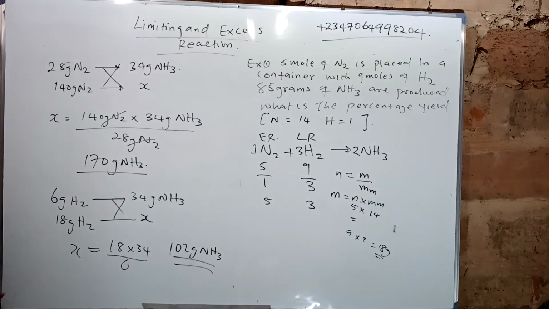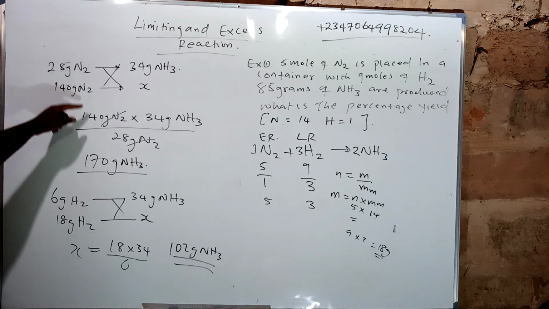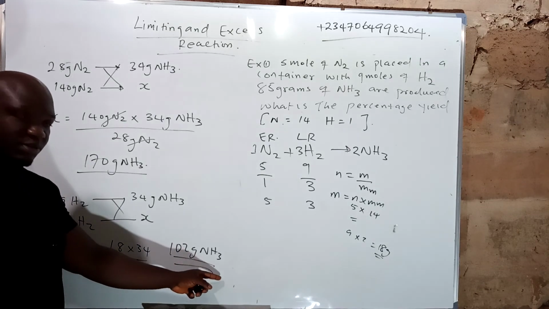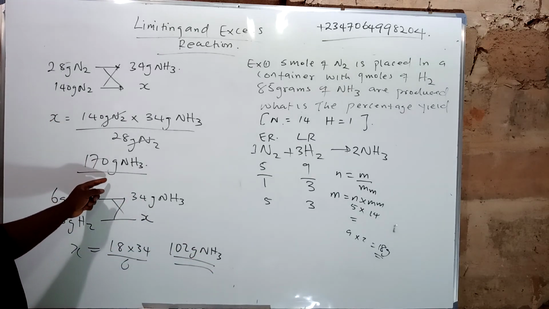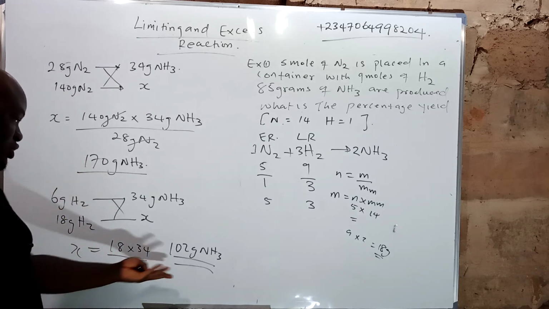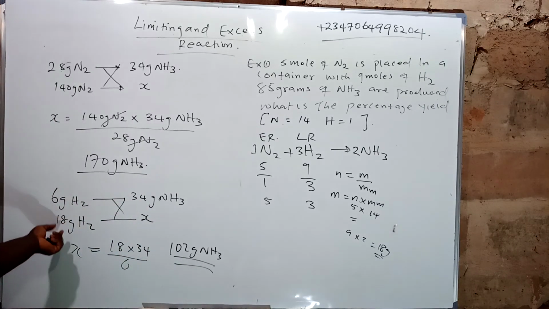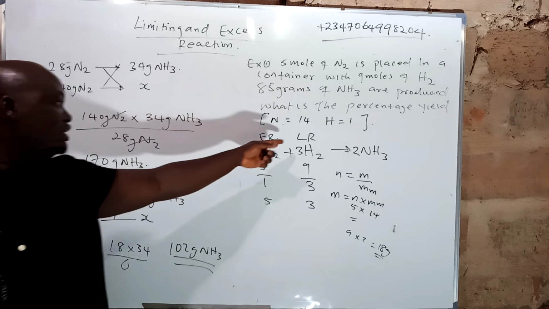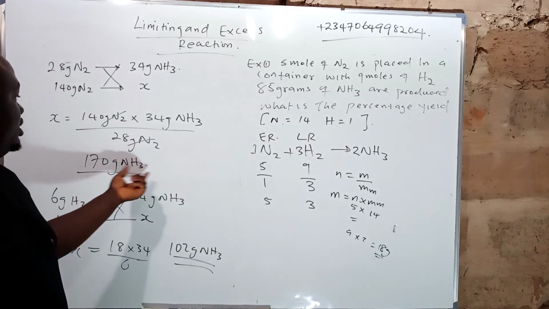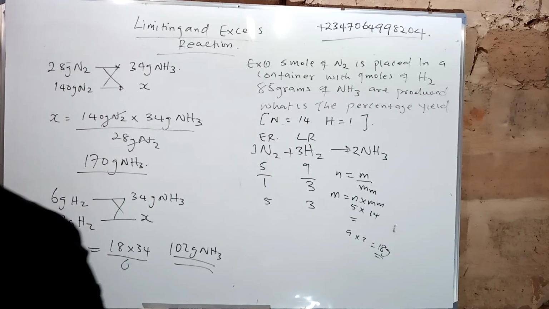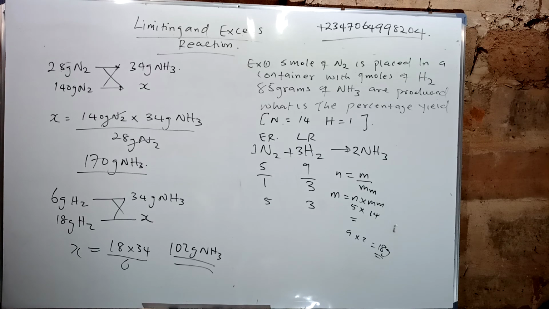Now, look at this. Nitrogen gives you 170 grams, while hydrogen gives you 102 grams. Now you can see that nitrogen was the one that gives you the highest amount, while hydrogen gives you the least amount in grams. And therefore, from this you can see that hydrogen is the limiting reactant, and of course nitrogen is the excess reactant. So these are the 2 ways which you can find out which of these is either the limiting or excess reactant.